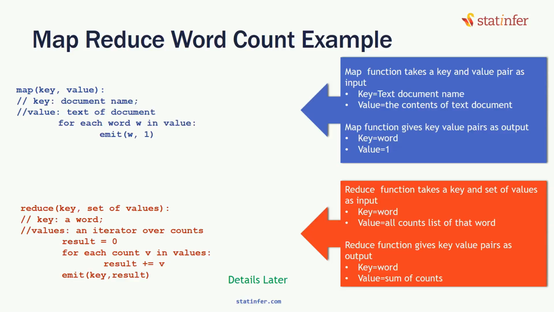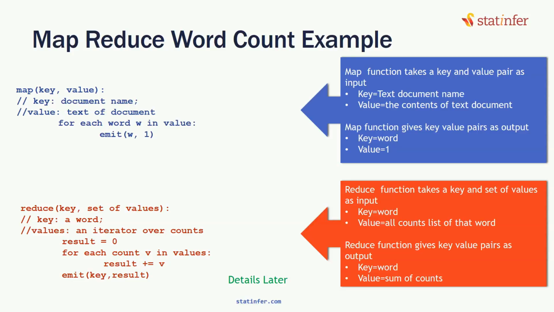Map function simply takes every word in the input document and gives you the word and one, that is the key value pair as output. It takes key value pair as input, it gives key value pair as output. That is what map does. What does reduce take? Reduce takes the output of map as input, that is the key value pairs generated by map will be given as input to reduce, and then reduce will finally sum up the frequency of each and every word. We will get into more details of this.